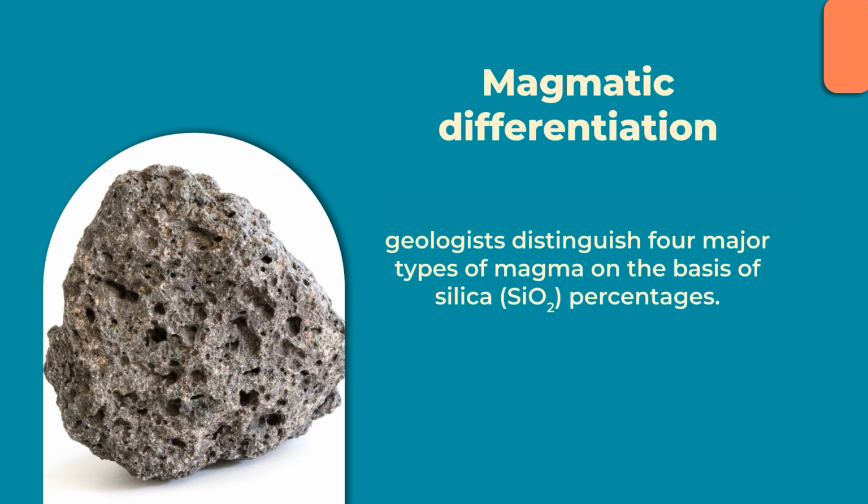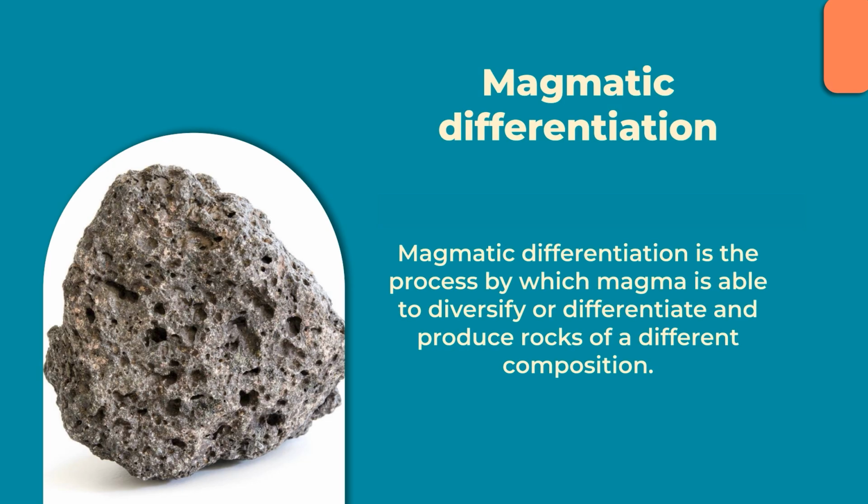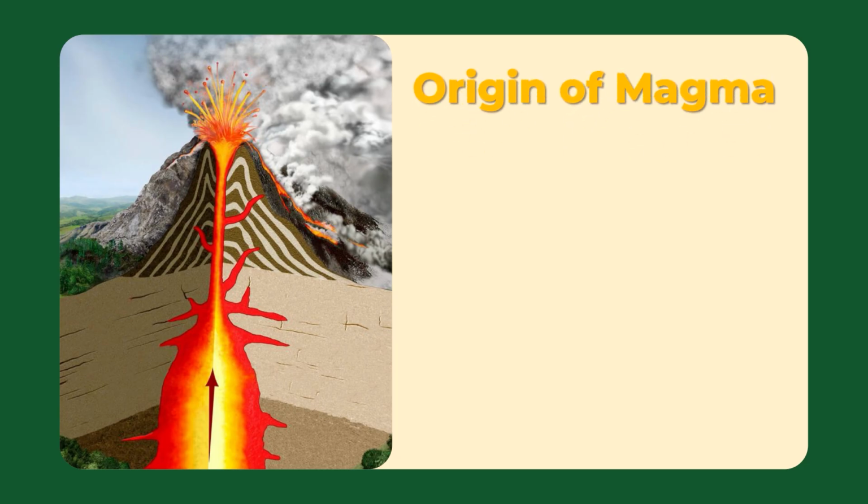In the earlier slide we discussed that geologists distinguish four different types of magma on the basis of silica, that is SiO2 percentage, and different types of rocks are formed due to differentiation of magma. Now, let us define magmatic differentiation. Magmatic differentiation is the process by which magma is able to diversify and produce different rocks of different composition.